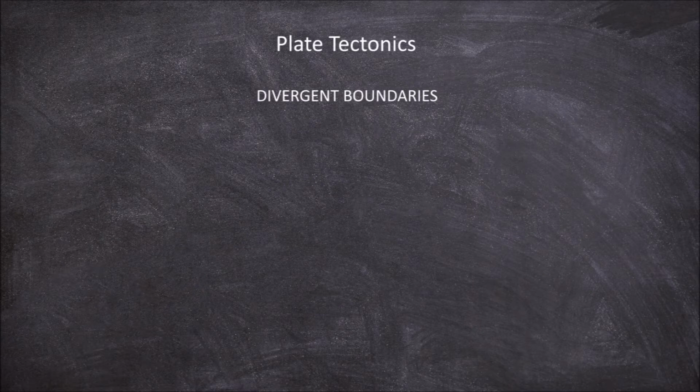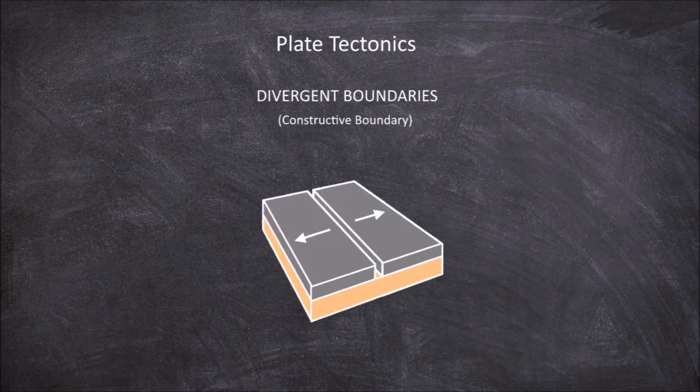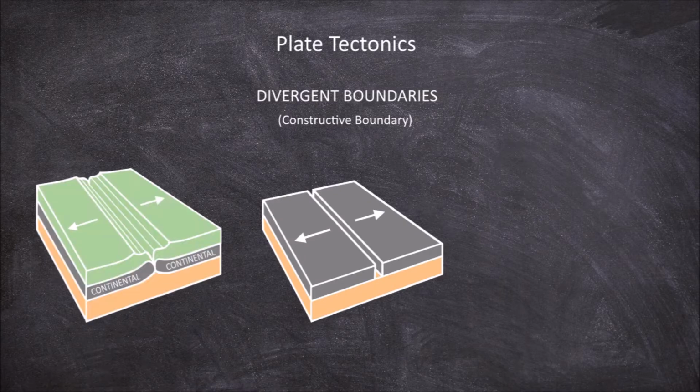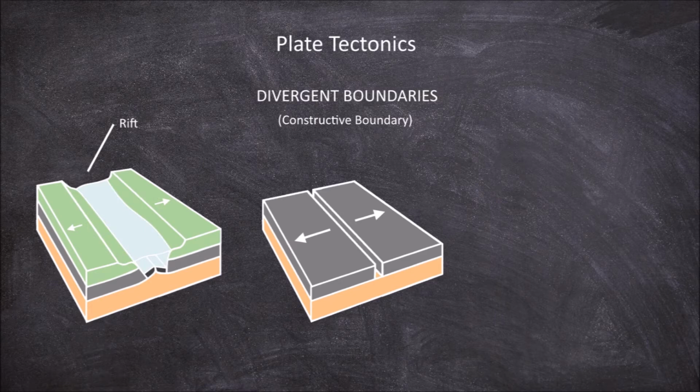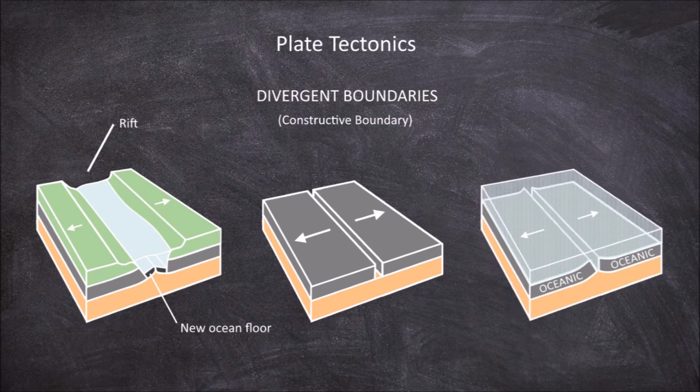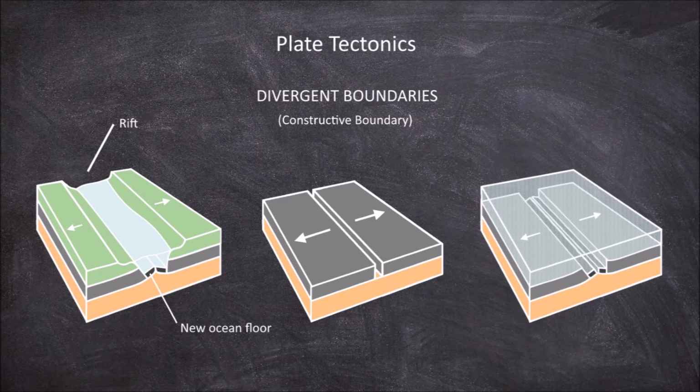Divergent boundaries, also known as constructive boundaries, are when the two plates are sliding away from each other. When there is a divergent boundary between two continental plates, a rift forms between the two plates. This may form new ocean floor as the two plates continue to spread apart and the ocean begins to fill it. Where there is a divergent boundary between two oceanic plates, you get mid-oceanic ridges forming, which spread from the center, creating seafloor spreading and the creation of new ocean basin.